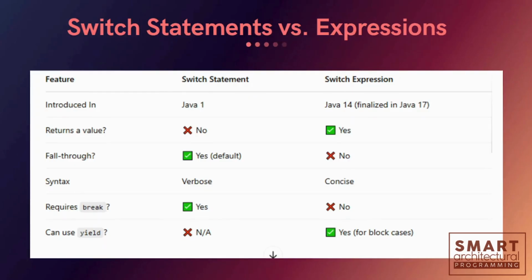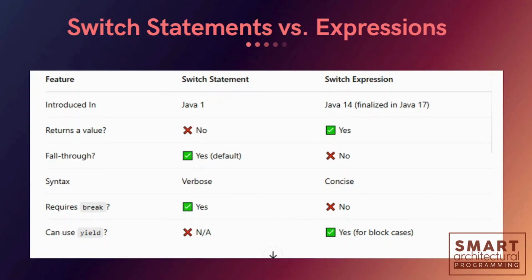Now that we understand that, we also need to understand the difference between these two. We've learned about these two individually, how we run them, and the basic fundamentals of each of these statements. But the question that remains is, what is the difference between them? We can use both of these, so what is the difference? If you look at the table here, switch statements were introduced in the first Java version, and switch expressions were introduced in Java 14, but they were finalized in Java 17.